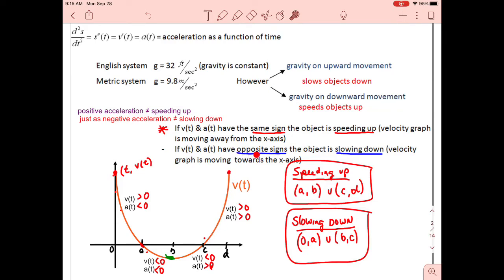If velocity and acceleration have opposite signs, the object is slowing down, and the graph will be moving toward the x-axis. So here, the graph is moving toward the x-axis. Velocity and acceleration have opposite signs. Velocity is positive, acceleration, the slope, is negative: slowing down.